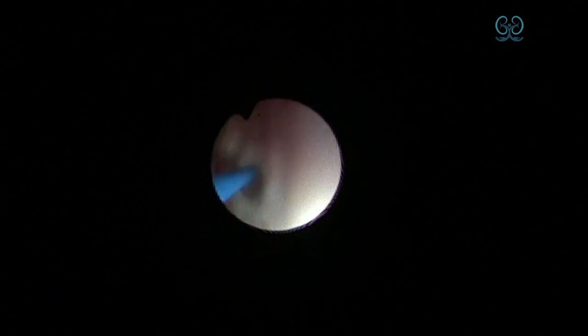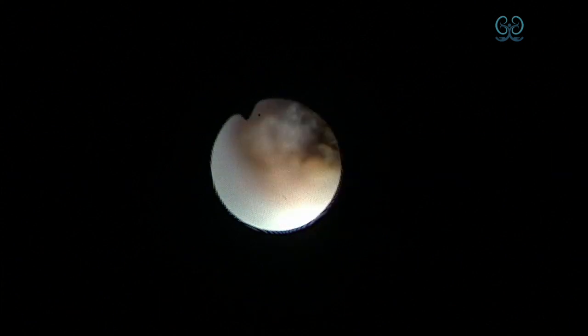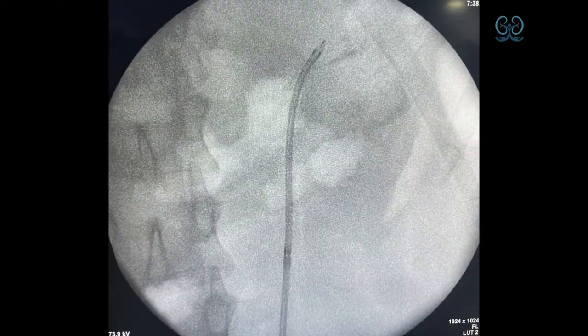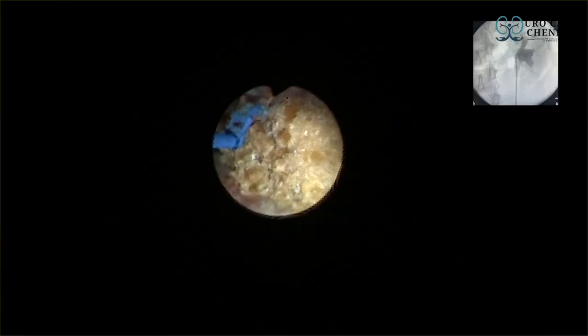With the help of laser, the opening was enlarged. Then we could find the stone which was located deep inside the calyx with a long infundibulum. With the help of laser, we pulverized the stone into small fragments which were later flushed out of the calyx and removed. You can see in the CM image the cleared stone. An RGP was done which showed no extravasation.